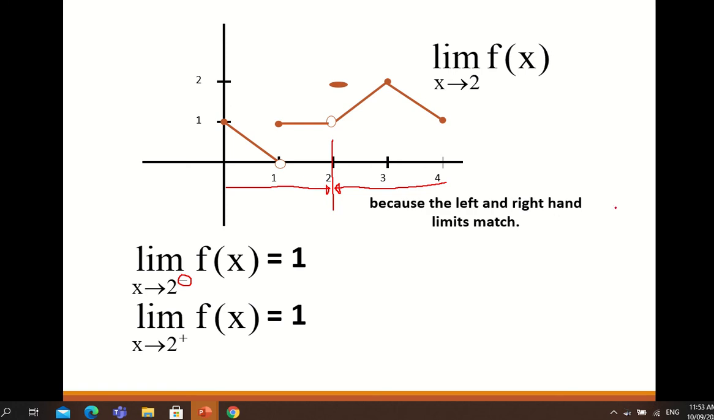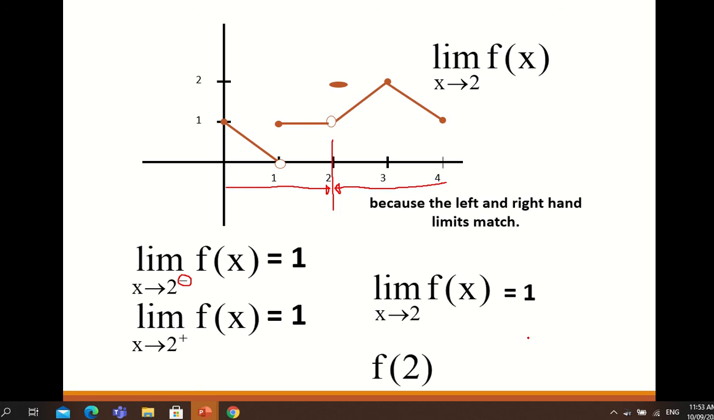Because the left and the right hand limits matched, then we can say that the limit of this expression as x approaches 2 exists, and it is equal to 1. Whatever the common value here is, that is also the value of our L, the limit. Okay, so I hope it's clear now.